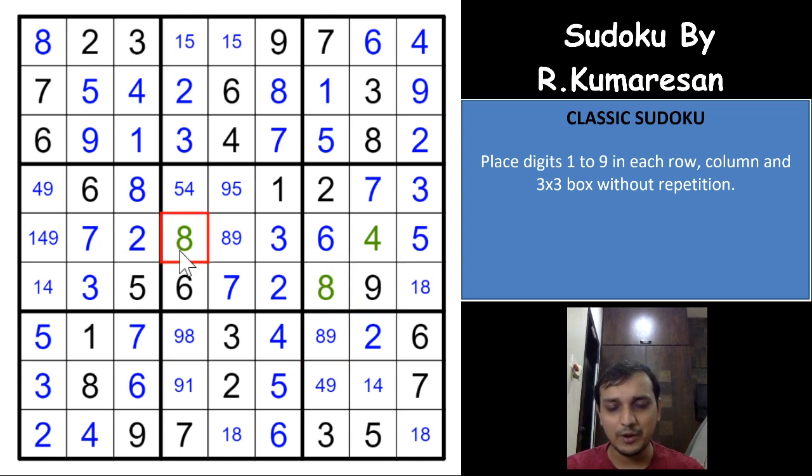This is the W wing, and it is a very good technique, and we have already covered the W wing, and how to spot a W wing is also covered in our channel. So you can check out the W wing video.